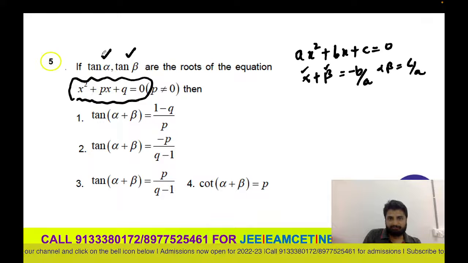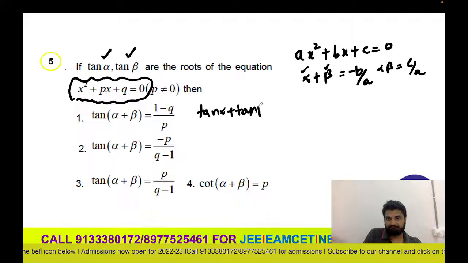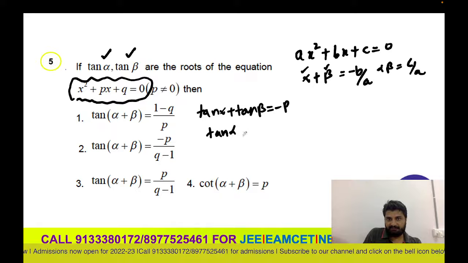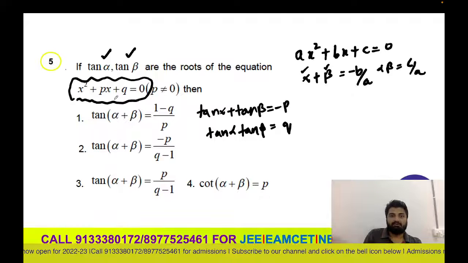Now let's do the same. Here instead of alpha and beta as the roots, they gave tan alpha, tan beta. So the sum of the roots, tan alpha plus tan beta, is minus b by a. B is nothing but p. The product of the roots is tan alpha into tan beta, which is c by a, which is Q by 1. Now they are asking you tan of alpha plus beta.